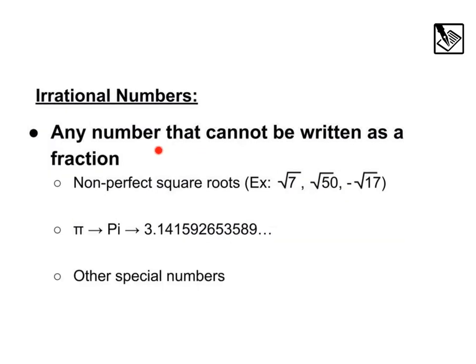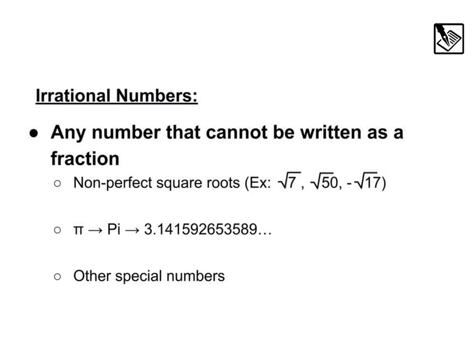Irrational numbers, on the other hand, are any number that cannot be written as a fraction. These are non-perfect square roots, like square root of 7, square root of 50, negative square root of 17. If you tried to put these in your calculator, you'd get a string of decimals that seem to be random. And that's why it's not a rational number. We have some special ones like pi, we know 3.14159265359, etc. And some other special irrational numbers like e and a couple other ones that you might encounter one day.